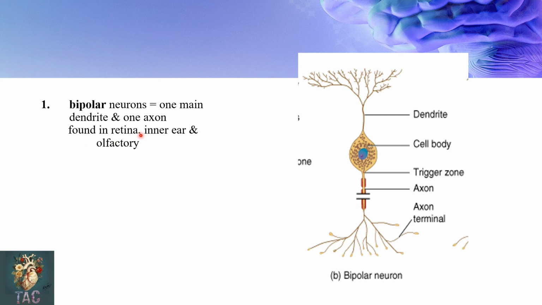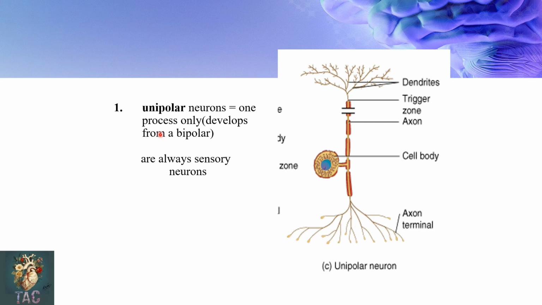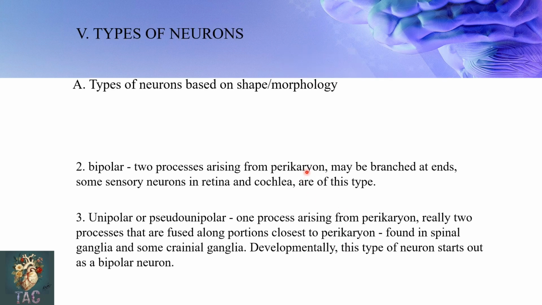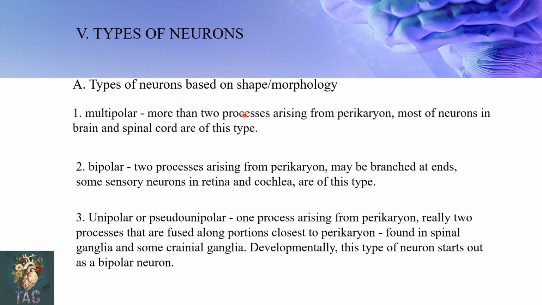Bipolar neuron, this is an example of the bipolar neuron. One main branch, this is the dendrite, and this is the axon. They are found in the retina and the inner ear. The unipolar neurons have one process that divides in a T-shaped manner, and one is the peripheral process and the other goes to the center.